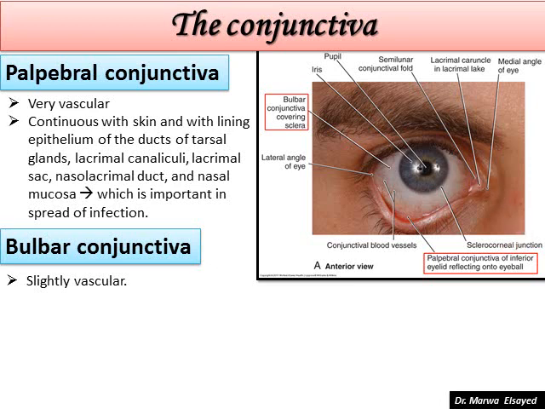But the palpar conjunctiva, which covers the sclera, has an epithelium that is continuous with the epithelium of the cornea. Otherwise, this palpar conjunctiva is loosely attached to the eyeball or sclera.